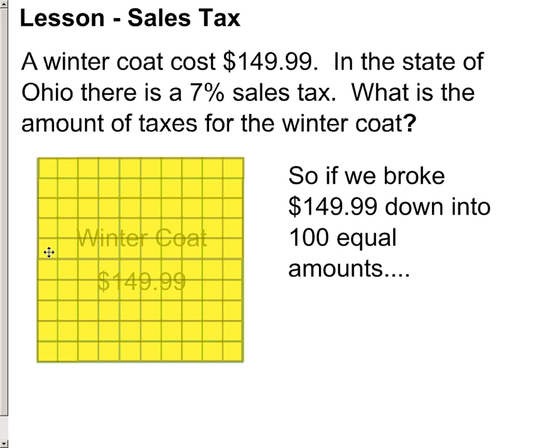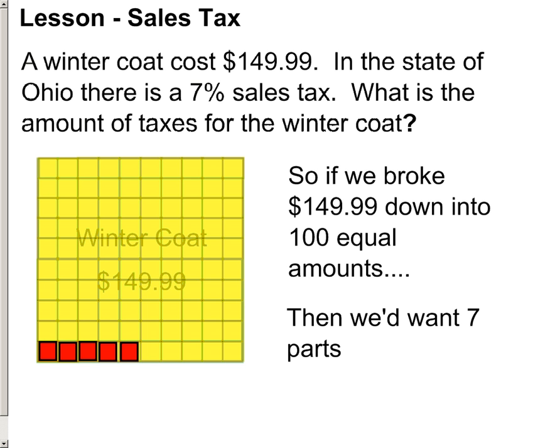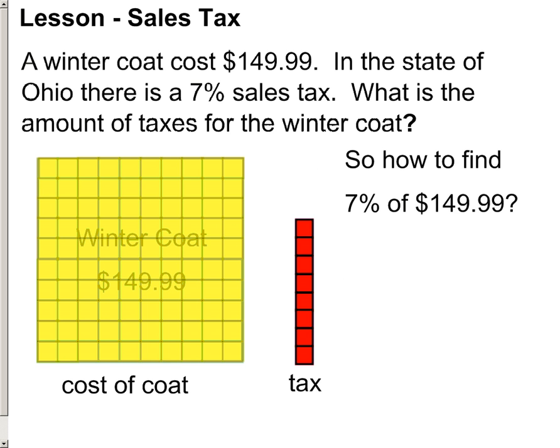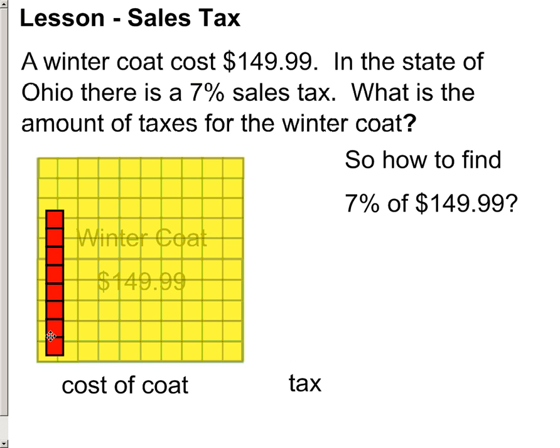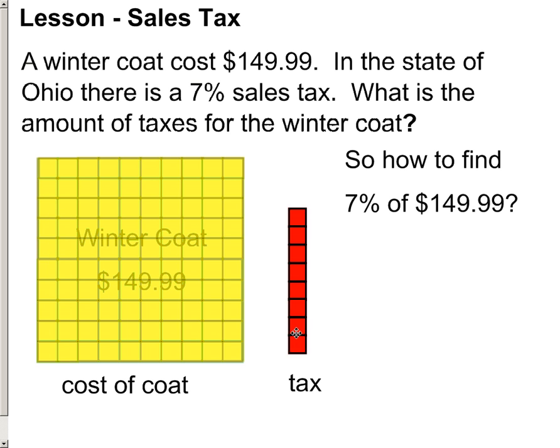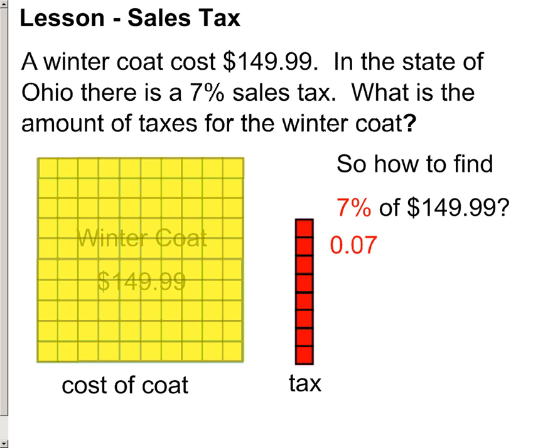If we took this $149.99 coat and busted it up into 100 equal pieces of money, we would need to slide out 7 of them for the tax. Okay? Now, these 7 blocks right here would be 7% of the 149.99. And if you notice, yep, it fills up 7 blocks there. But we already know how to do this problem. It's 0.07 times 149.99. Your calculator would spit this out for you.